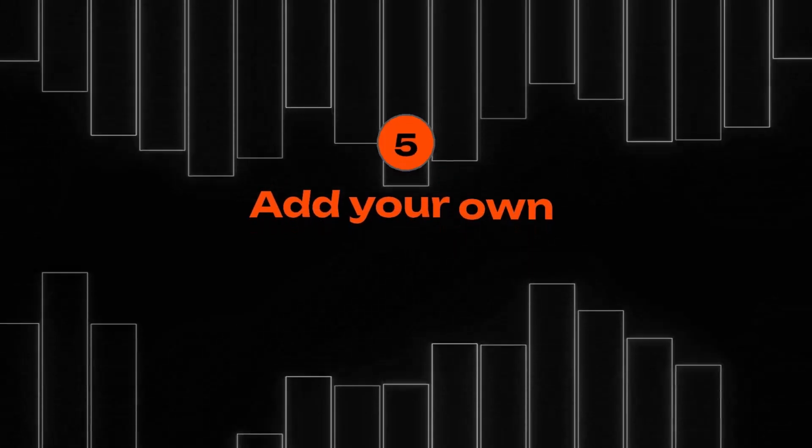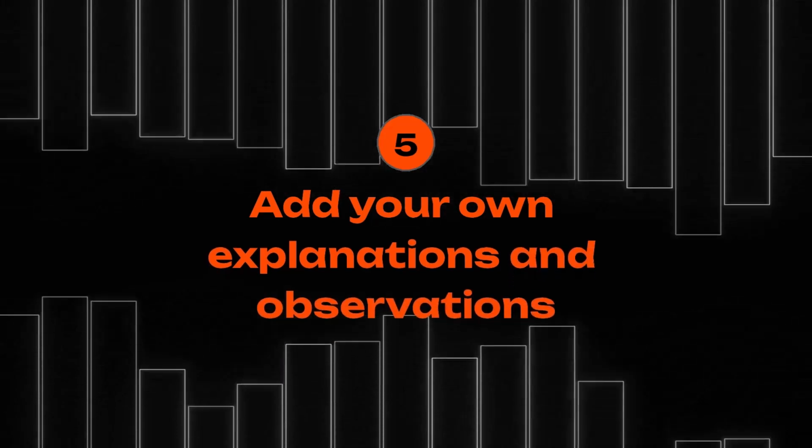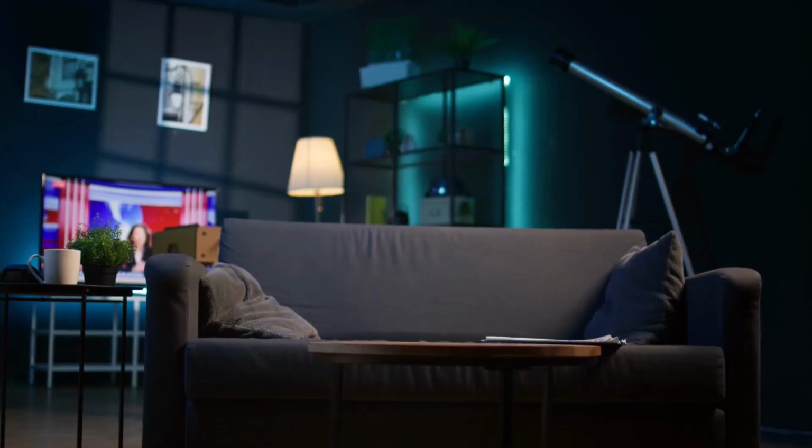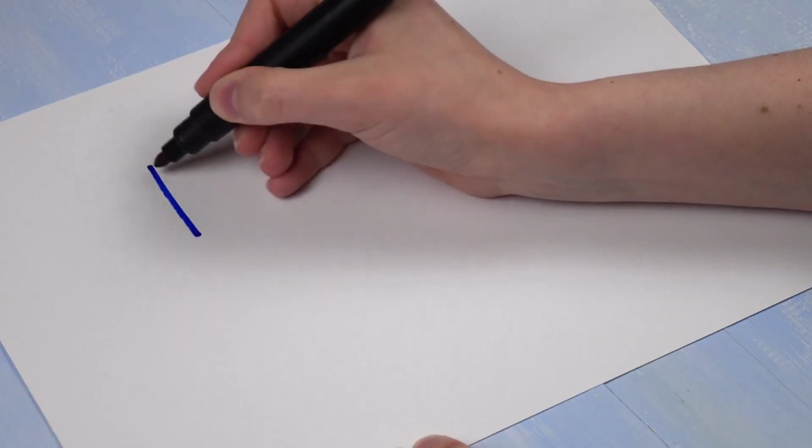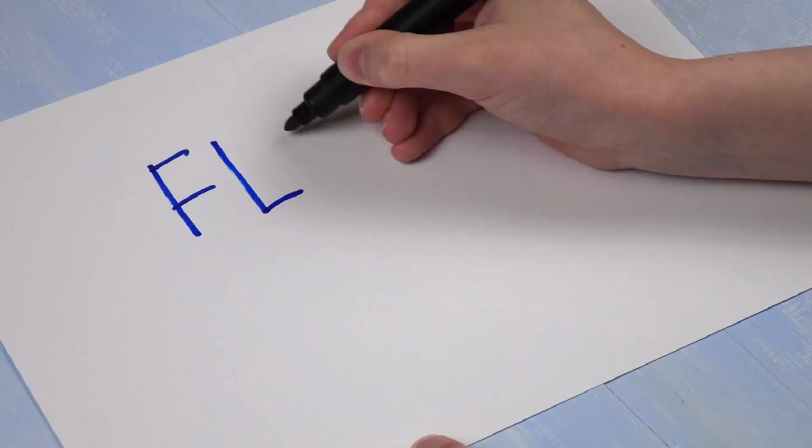Number 5, add your own explanations and observations. One reason some PLR-based videos feel empty is because the creator sticks too closely to the original article without expanding on the ideas naturally. Adding your own explanations makes the content feel more conversational and believable. Even small observations help the script feel more genuine.